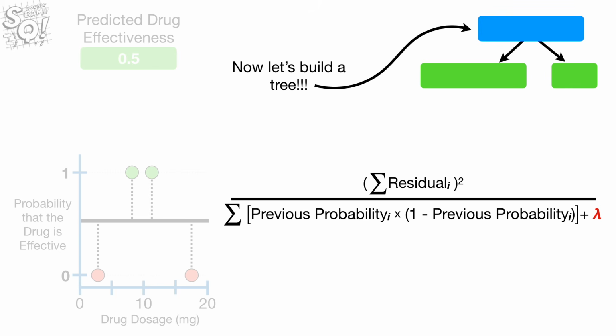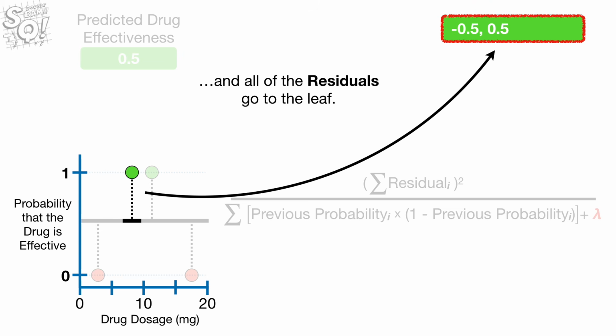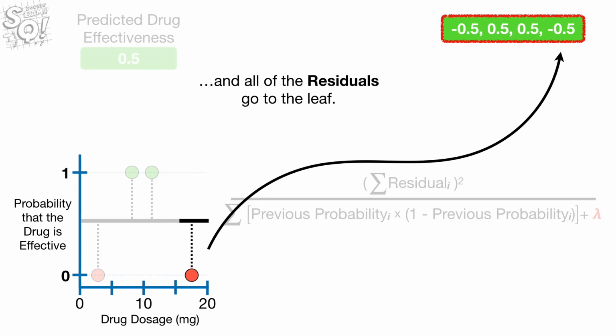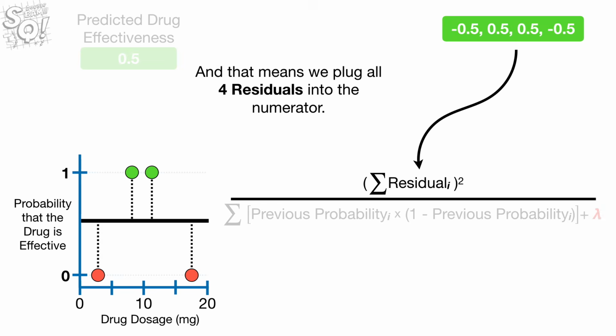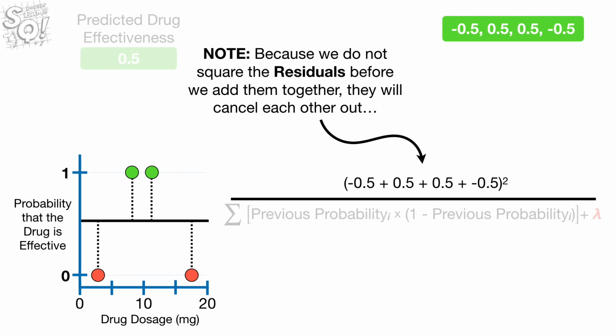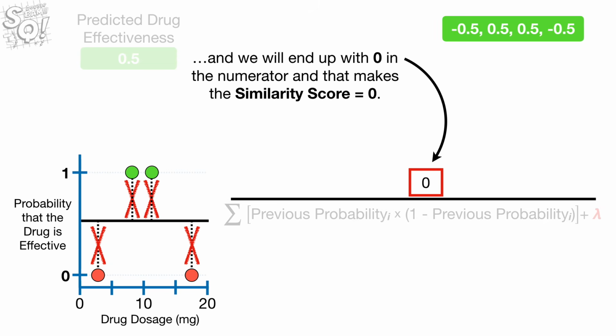Now let's build a tree. Just like for regression, each tree starts out as a single leaf, and all of the residuals go to the leaf. Now we need to calculate a similarity score for the leaf. And that means we plug all 4 residuals into the numerator. Note: because we do not square the residuals before we add them together, they will cancel each other out. And we will end up with 0 in the numerator, and that makes the similarity score equal to 0.